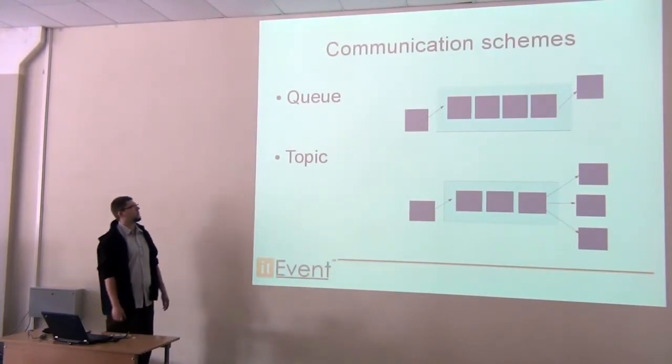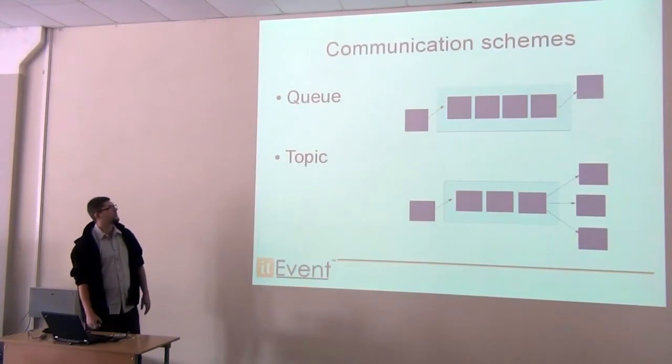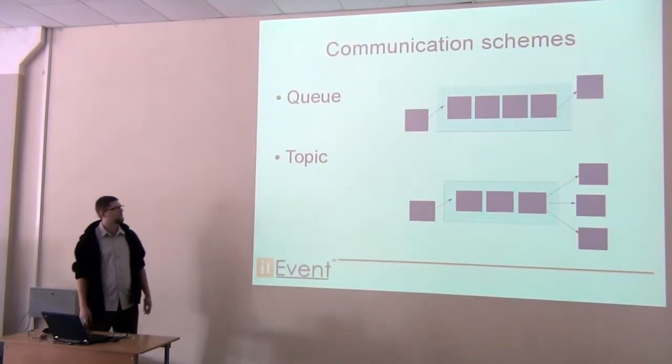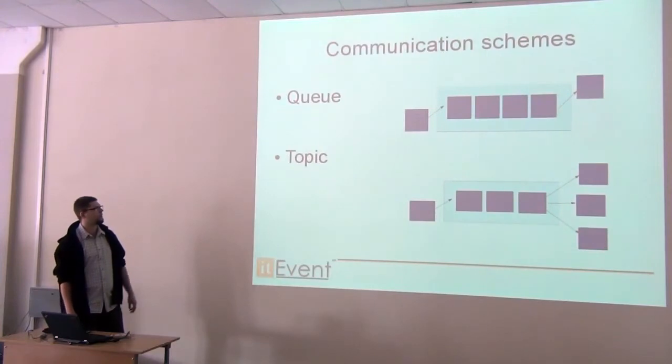Okay, let's talk about communication schemes that the JMS provides. The simple one is called a queue, and there's also something that's called a topic. Queue provides a point-to-point communication. The topic is a publish-subscribe communication.